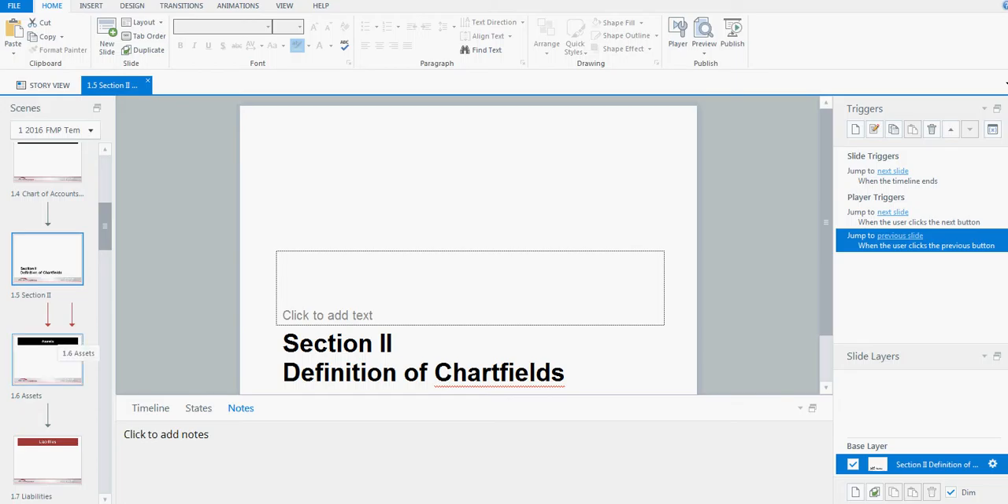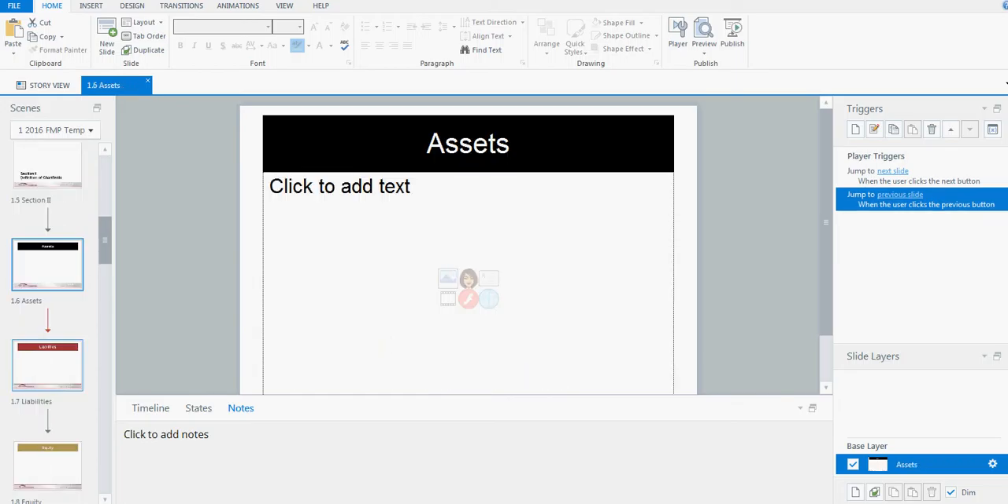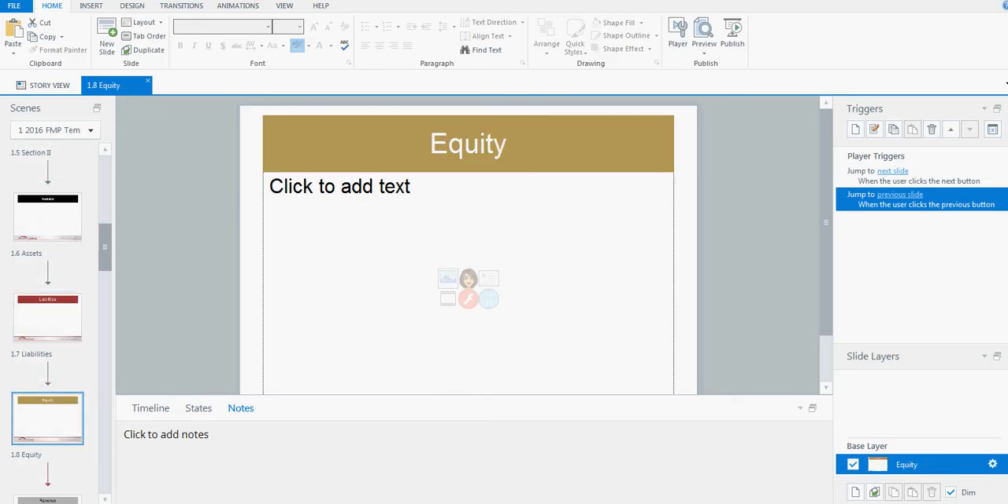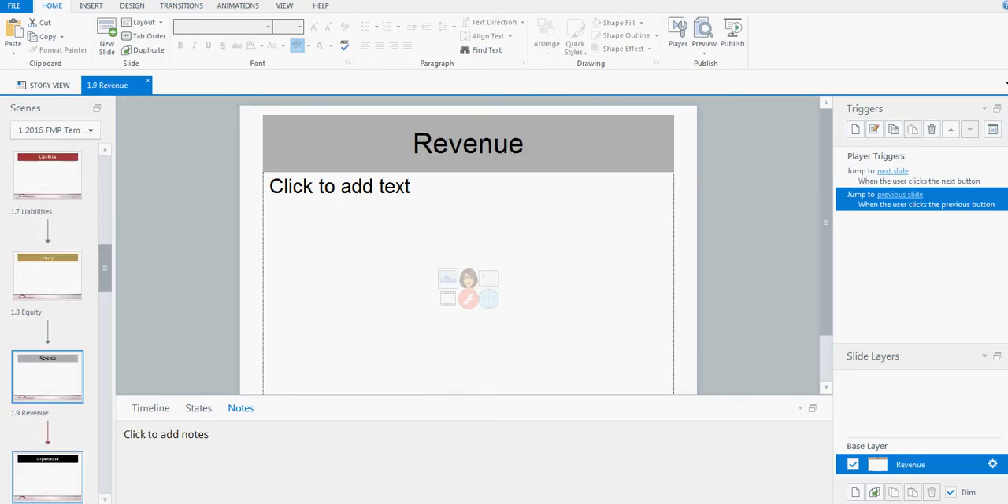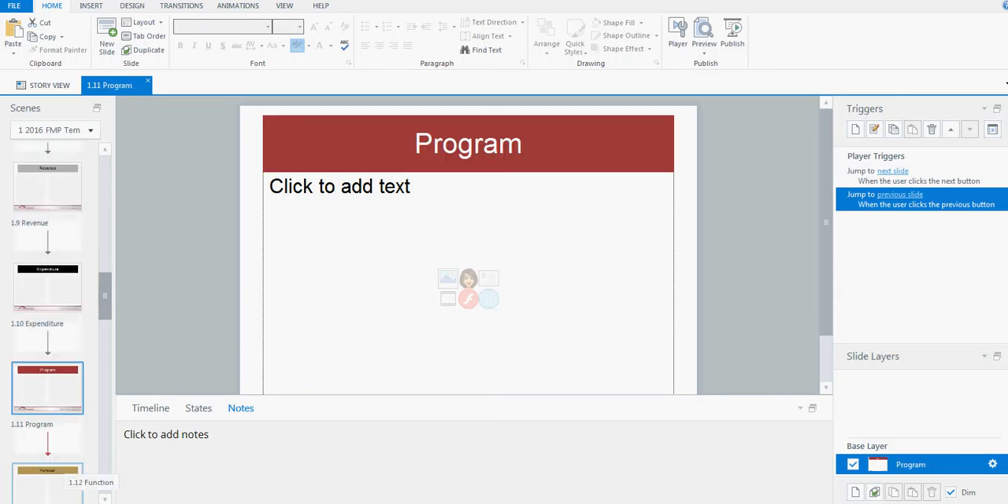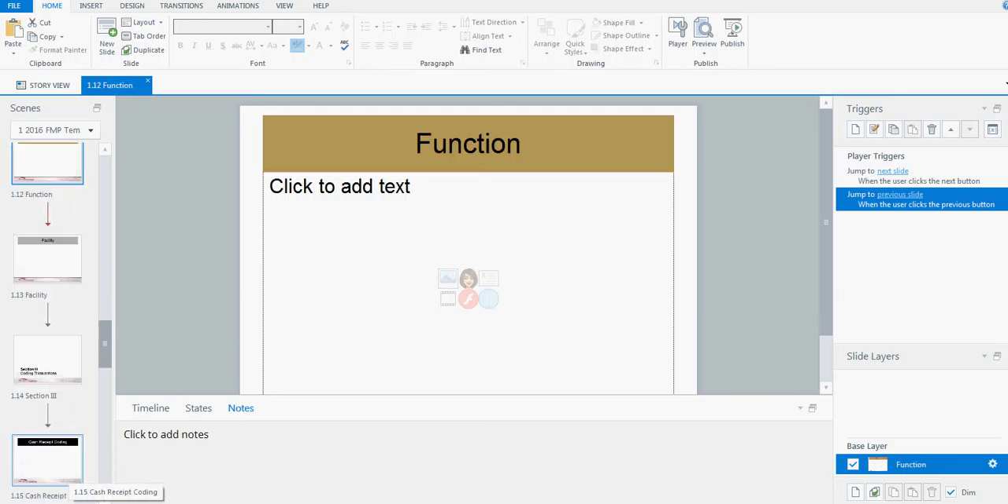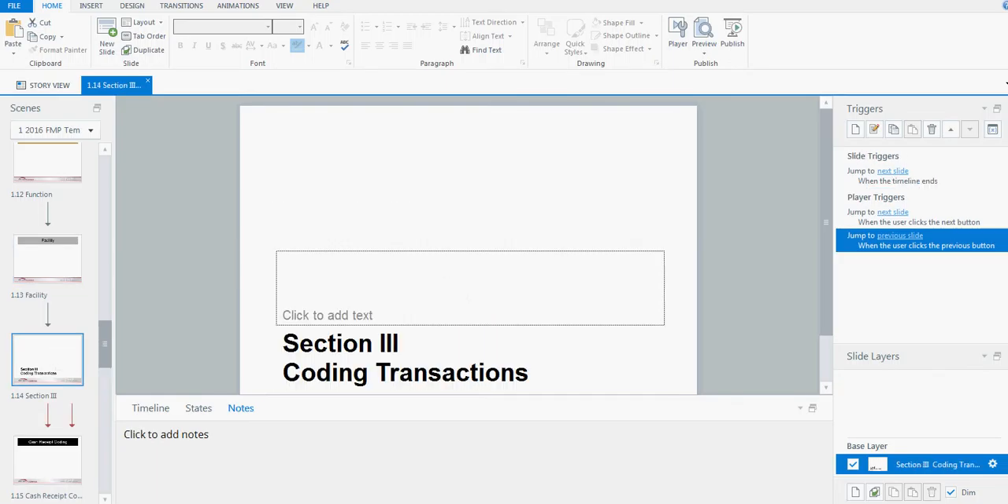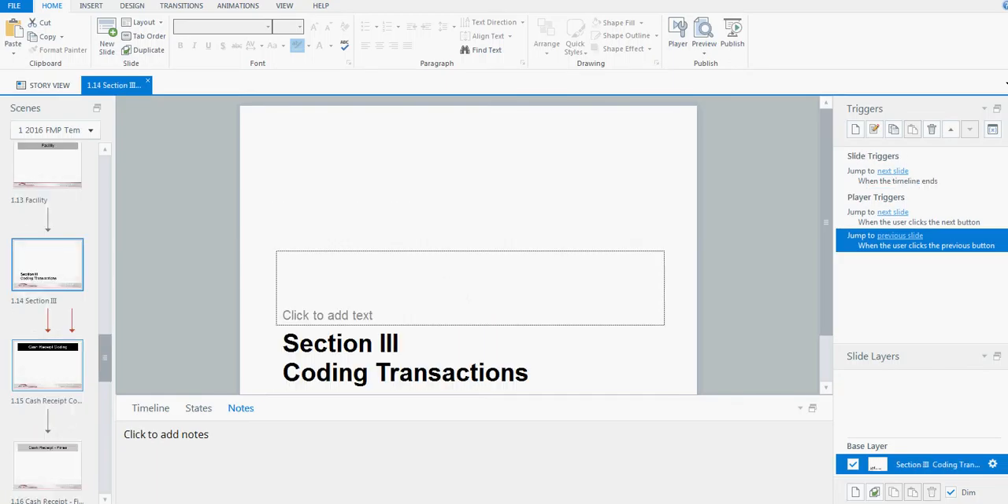And so in the library's chart of accounts, we have assets, liabilities, equity, revenue, expenditures, program codes, function codes, as well as facility codes. So I will introduce each of these segments of the chart of accounts and talk about its characteristics and the information that it collects.